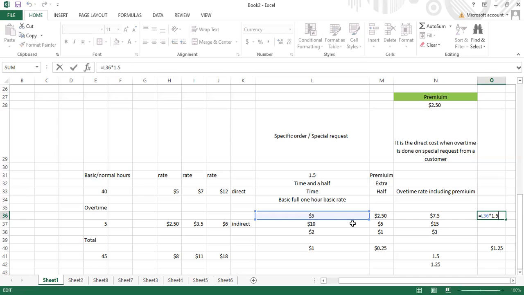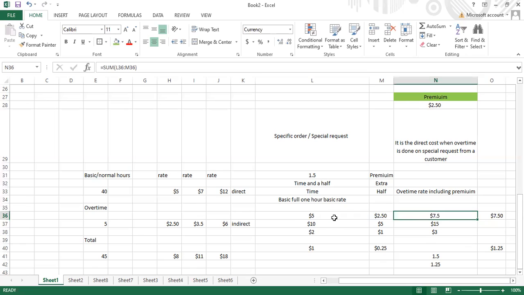Here, you just take the basic rate and multiply it by 1.5, and you will get the same answer if you do it this way. This is the fast calculation you can do.